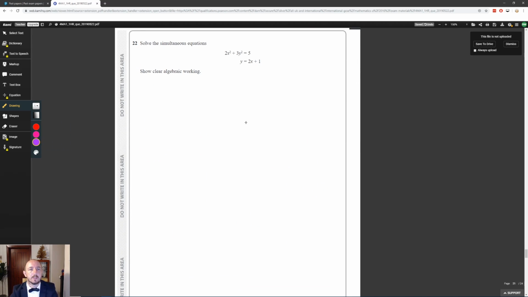Question 22, quadratic equations with simultaneous. All we do is we take the y and we substitute it into the original here. So we've got 2x squared plus 3 lots of y squared. So that's going to be 2x plus 1 squared equals 5. So let's multiply out the 2x plus 1 squared. And we get 4x squared plus 2x plus 2x plus 1, which is 4x squared plus 4x plus 1.